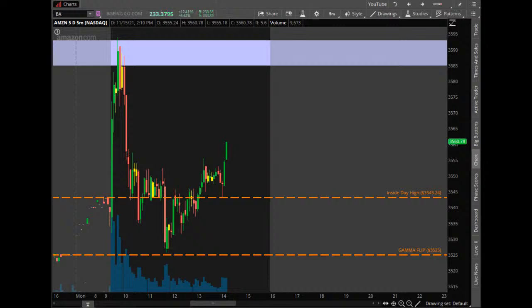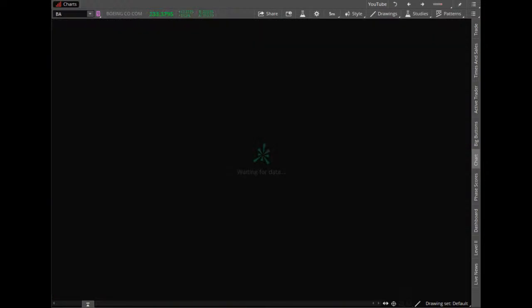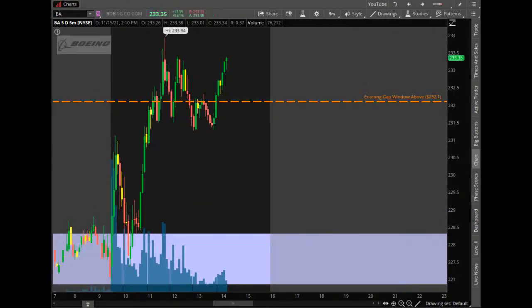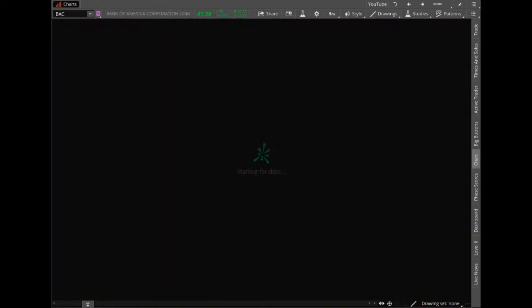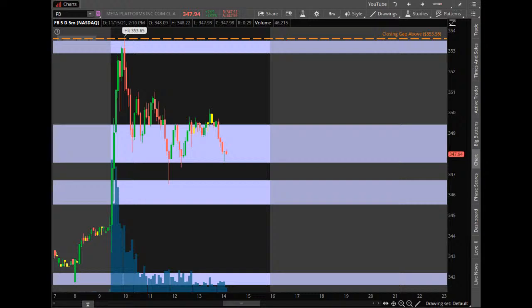Boeing we looked at. Boeing's just Boeing. I mean, it gave a nice move intraday, but let's see if we try to get going on that. The Bank of America is kind of choppy right here. Facebook gave us a huge, strong move this morning. Again, sharp rejection today too of the resistance level. A lot of those resistance levels got tested here today.